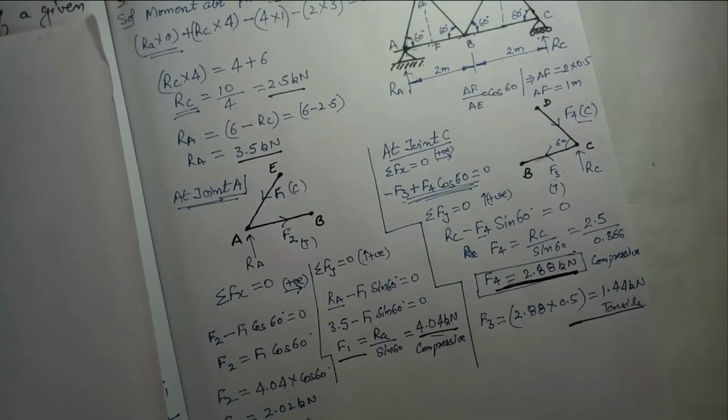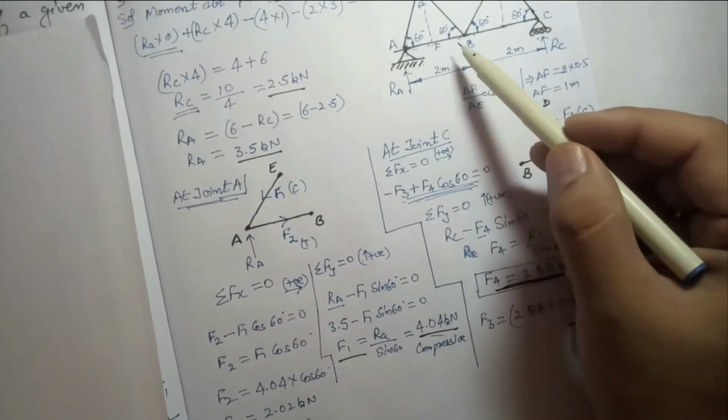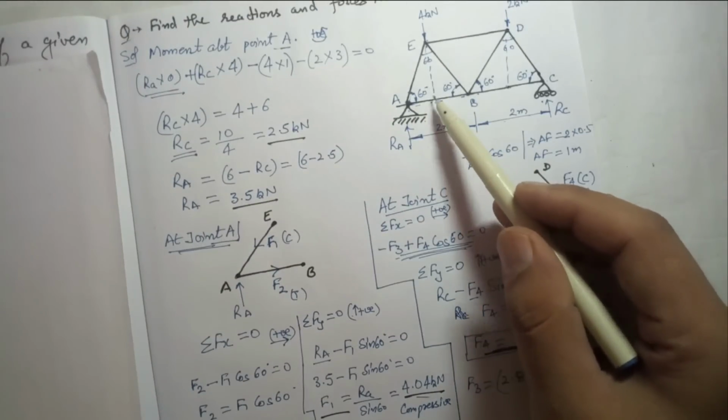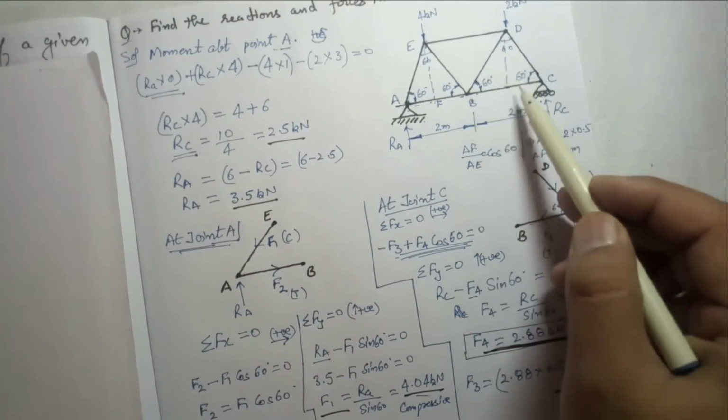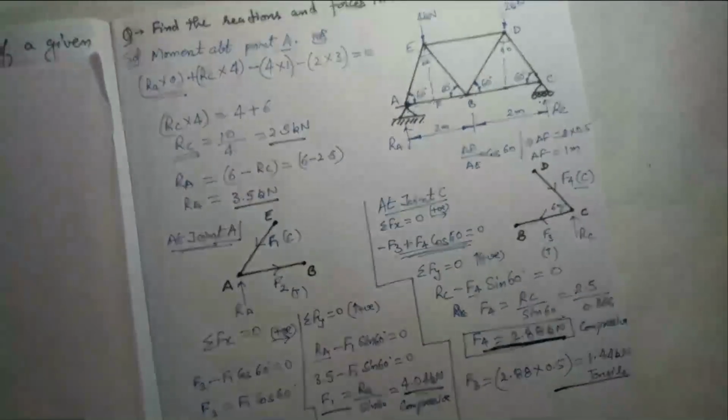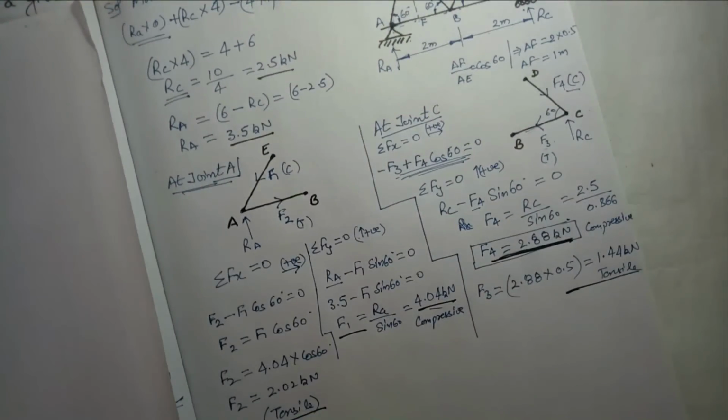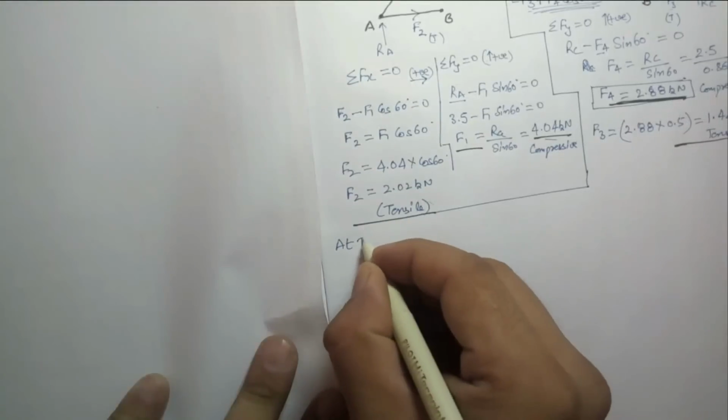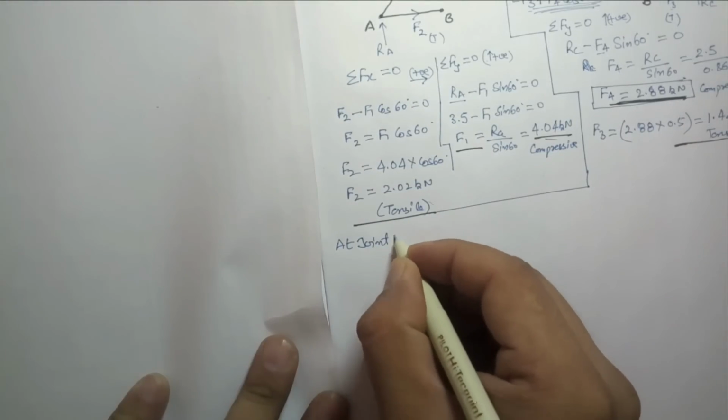Now what are the various forces? If I say it will have F1, F2, F3, F4, 5, 6, 7, like this. Okay, so let's see, we will follow. Now we have to go to the next joint. So now we can say at joint B.